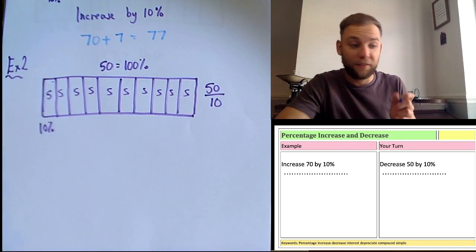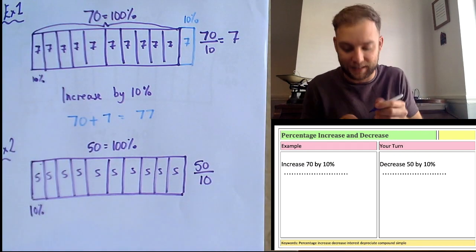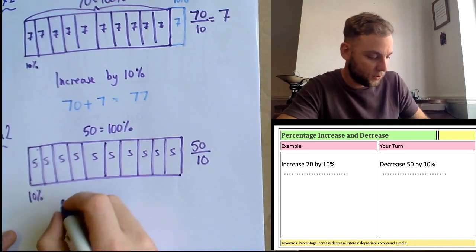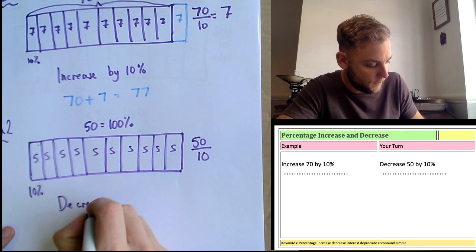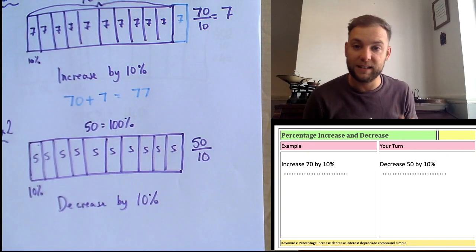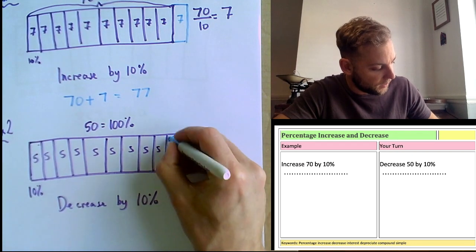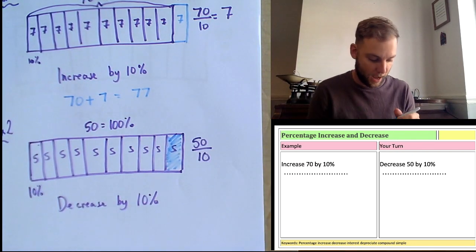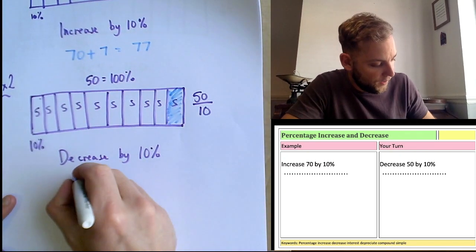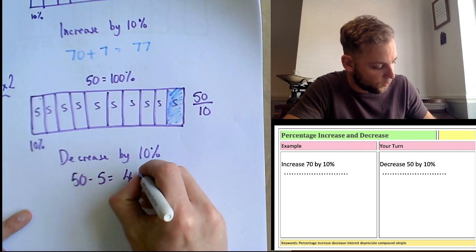Now, a little bit different this time. So with the last one, we added an extra column on because I wanted to increase by 10%. This time, I want to decrease. So let's write that down so we've got it in our notes. Decrease by 10%, which means I will need to get rid of one of these 10%. So I'm actually getting rid of this 5 here. And how do I get rid of this 5? Well, I'm going to get rid of it by taking it away. So it's going to be equal to 50, take away one of those 5s, which is equal to 45, like so.